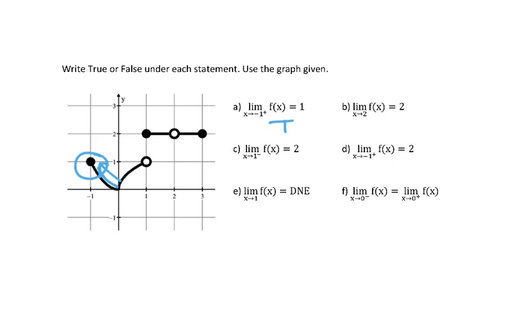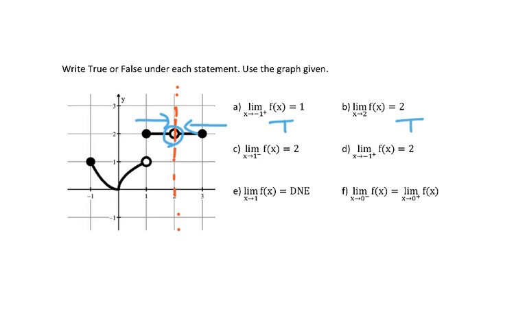Alright, so for part B, we're going to be looking at the limit as x approaches 2, and we're going to check and see, does that equal 2? As x approaches 2, we're looking at right here, and because we don't see the plus or minus there, we have to look at it from both sides. From the left side, the y value looks like it's trying to get to 2. And from the right side, it's also trying to get to a y value of 2. So this is also a true statement.